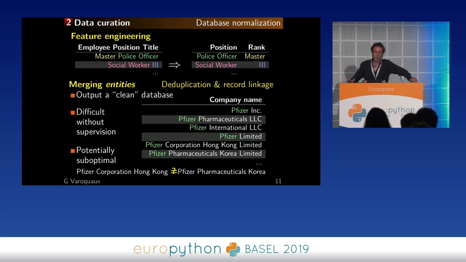And one problem is that it can be suboptimal, because here, the challenge of the data set is to detect fraud with payments to doctors. And it's a real question whether we should merge the Pfizer Hong Kong branch with the Pfizer Korean branch. Maybe they should be considered as the same entity, and maybe not. That really depends on the question at hand. So the problem with this view is that the goal is to output a clean database, which is maybe a question-specific point of view. What is a clean database? And in general, it's something super hard.